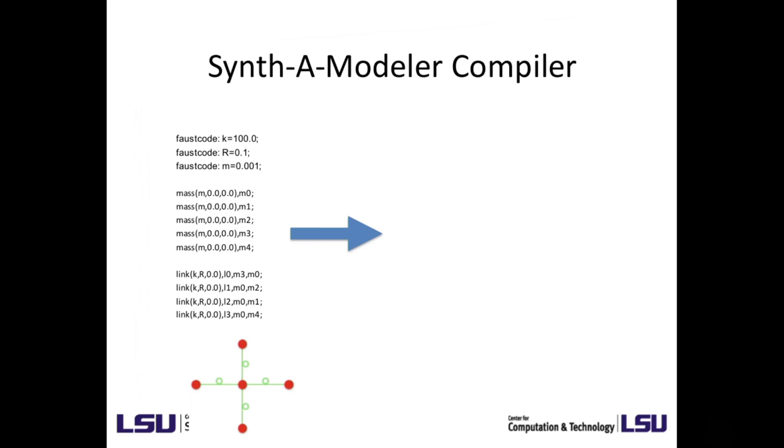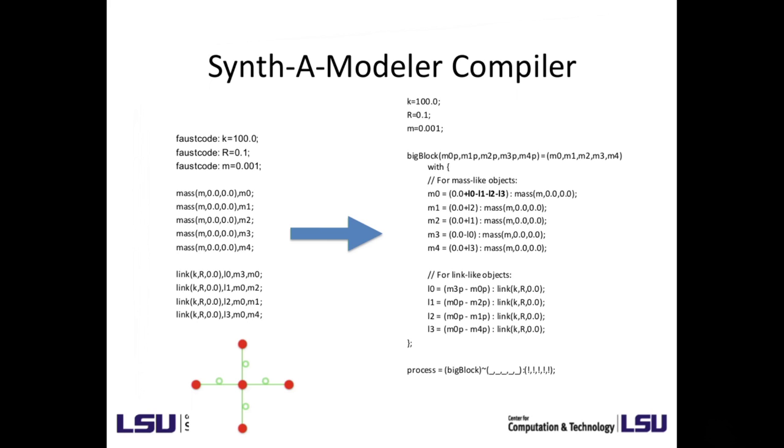So a lot of what you see in the model files is just literally Faust code there. And that generates, in this case, this is what the Faust code would look like. So it creates a feedback block structure that has the masses, it simulates the masses, and it simulates the links, and it figures out how to interconnect them all.